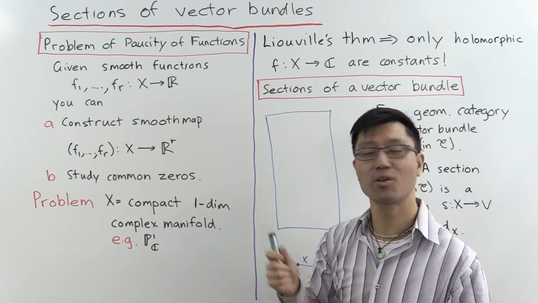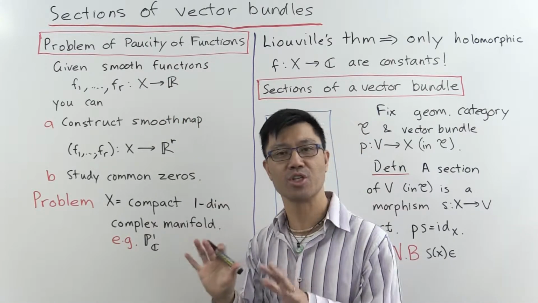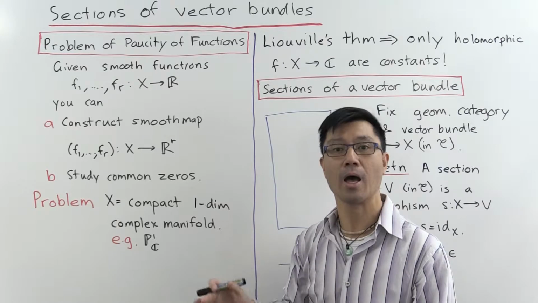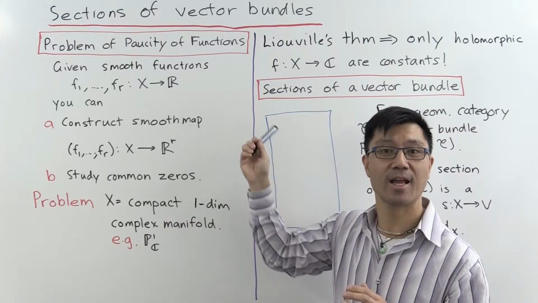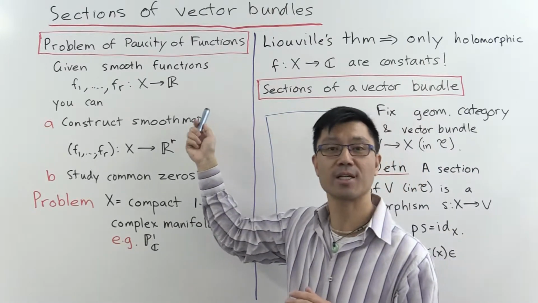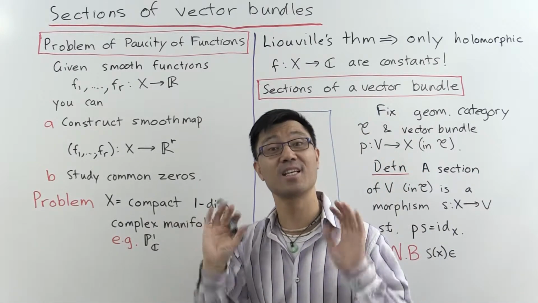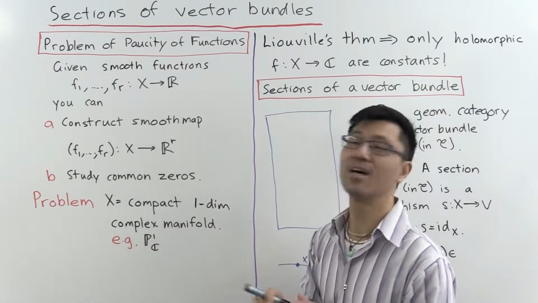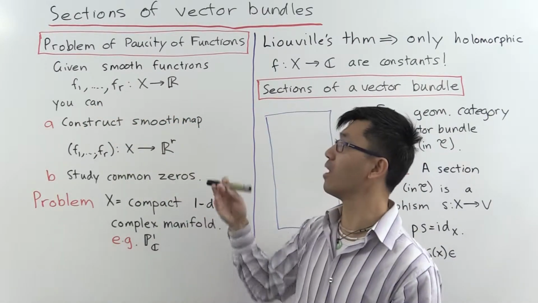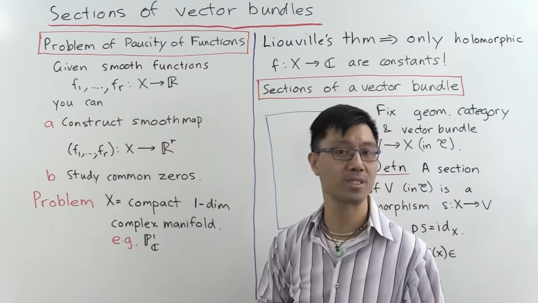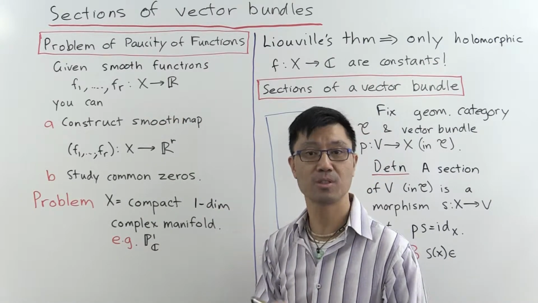Okay, so let's have a look at this problem that we have, this problem of paucity of functions. And to really appreciate this problem and also the reason why we need to generalize the notion of functions, we need to have a little think again as to why we are interested in looking at scalar valued functions. Now, of course, this is something that's so ubiquitous in mathematics that it's easy to forget what we do with them. So let's just suppose we start with r smooth functions, f1 up to fr, and they're smooth functions on X, so X here will be some smooth manifold. And let's suppose they're real valued. So what can you do with them?